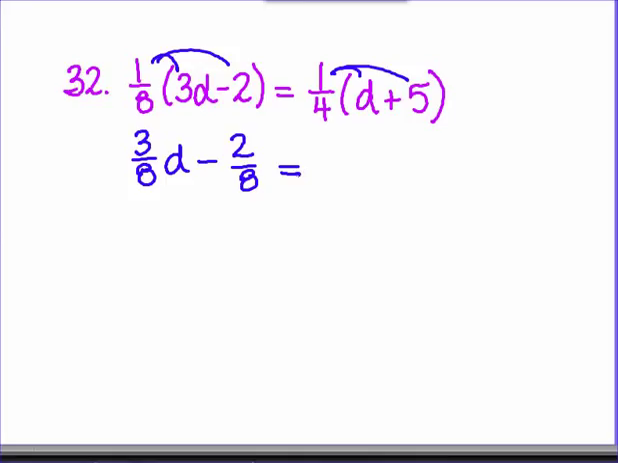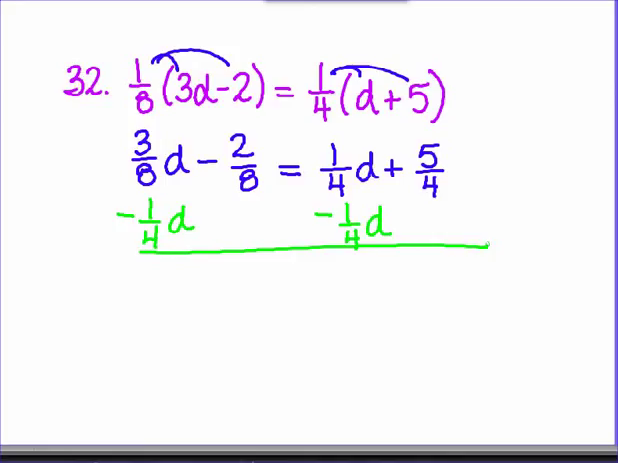On the right side, distribute, and you get 1/4 d plus 5/4. Goal: variables on one side. So what variable do you want to move? 1/4. Okay, we can move the 1/4. We can move the 3/8 too, it doesn't matter. So I'm going to subtract 1/4 d.